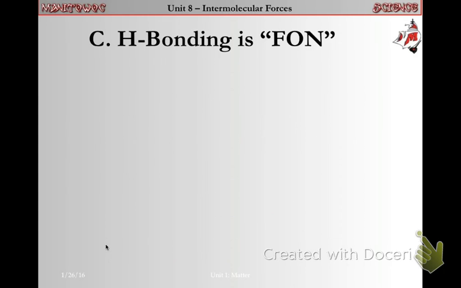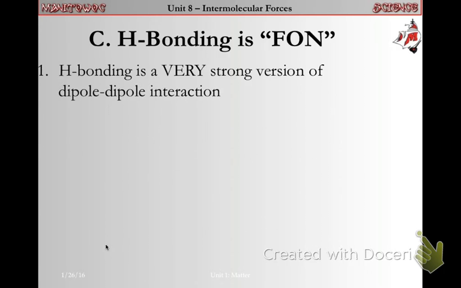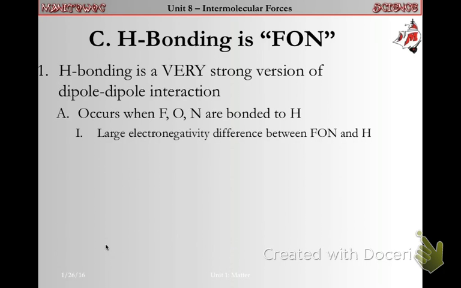All right, let's go to the second one then, hydrogen bonding. The H obviously stands for hydrogen. We say hydrogen bonding is fun, and we spell it F-O-N, and there's a reason for that, so just hang on with me. Hydrogen bonding is a very strong version of dipole-dipole interaction, an incredibly strong version. It's so strong that it gets its own name, and it's probably the most widely used, widely researched type of dipole intermolecular force because it's so rampant in biological molecules. It's found all over the place.